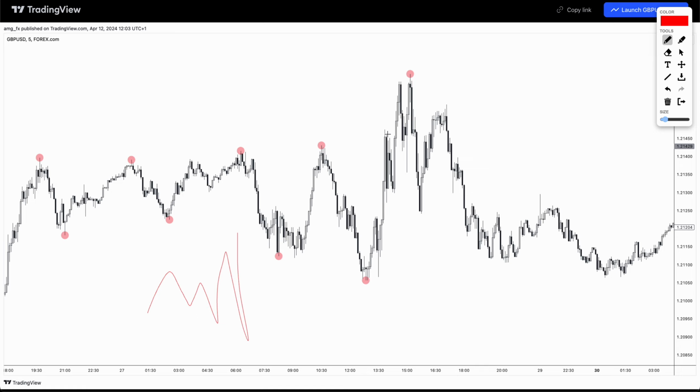But in the next video, we're going to go through the CBOS and RBOS, basically what they are, and we're going to go through the actual BOS as well, which is break of structure.